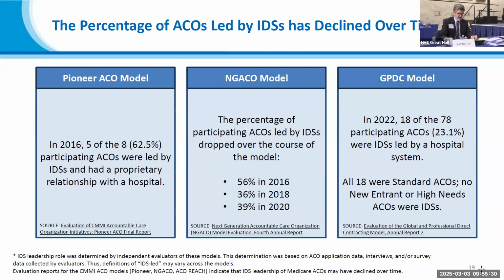The data suggests the answer to question number one. The Pioneer model had 62% integrated delivery system leadership in the ACO in 2016. By the Next Gen model, there was a falling percentage of delivery system leadership in the ACO. It dropped from 56% in 2016 to 39% in 2020. And then finally, the Global and Professional Direct model had only 23% integrated delivery system leadership by 2022.